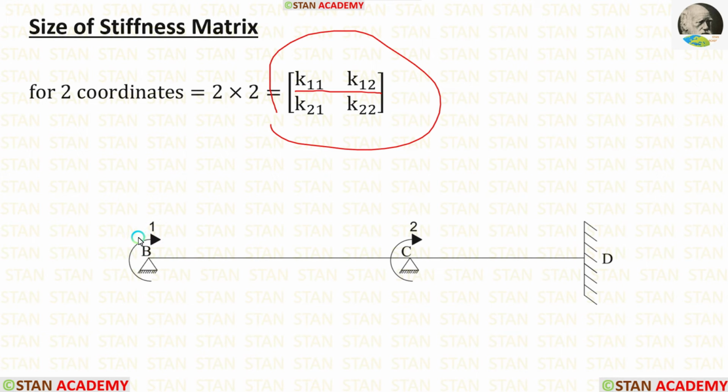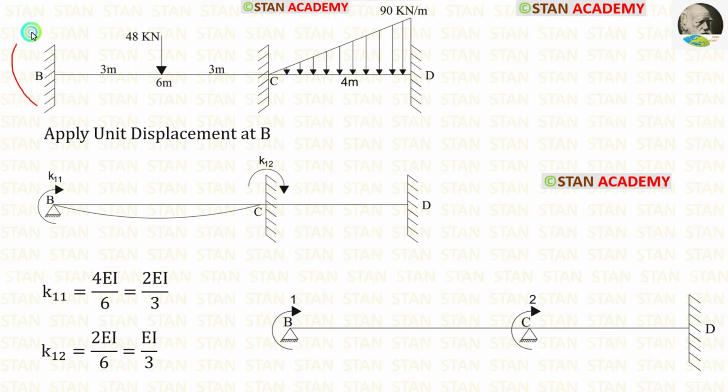For that we have to apply unit displacement in the first coordinate. In the first coordinate B, there is a fixed support, but when we apply the unit displacement, it is no longer a fixed support, it becomes a hinged support, because in a fixed support there will be no displacement. Now let us see how to draw this curve.